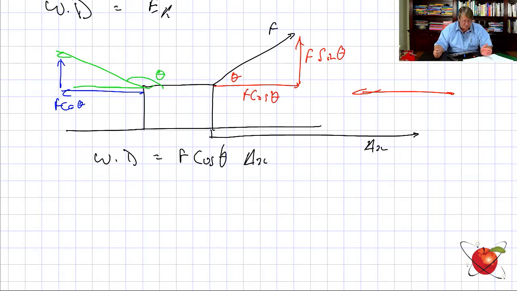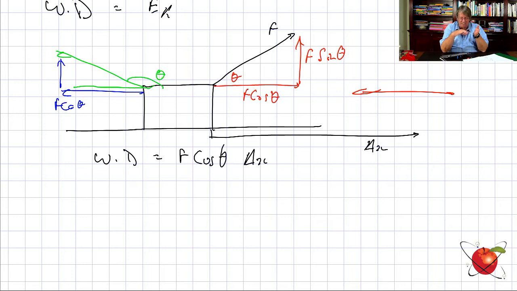F cos theta can be positive, F cos theta can be negative. Let's say the block is moving this way, and we've got a force acting the opposite way. So here's our block, and we're moving along this way, and the force is acting this way. It is actually removing energy from the block, isn't it? Let's just think about it logically. Let's not try and do it mathematically right at the moment.